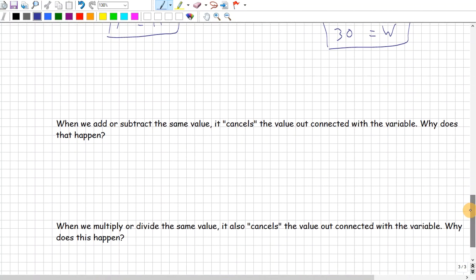So just two questions to think about. When we add or subtract the same value, it cancels the value that was connected with the variable. Remember, we saw that. Why does this happen? Well, what happens is it ends up equaling 0, right? So we add or subtract that value to get rid of it completely, and we have to balance the equation as well. So recall, to balance the equation, whatever you do to one side, you do to the other side as well. Always remember to balance the equation.